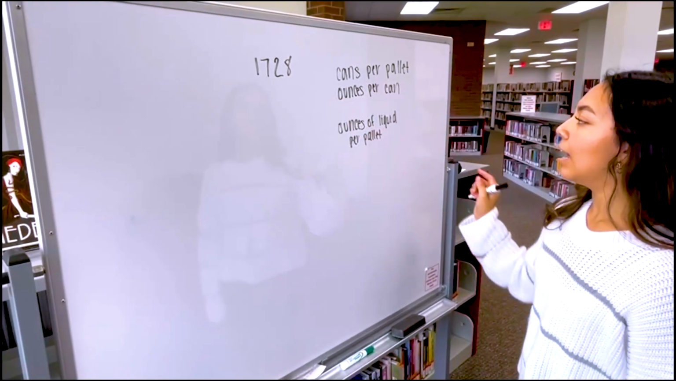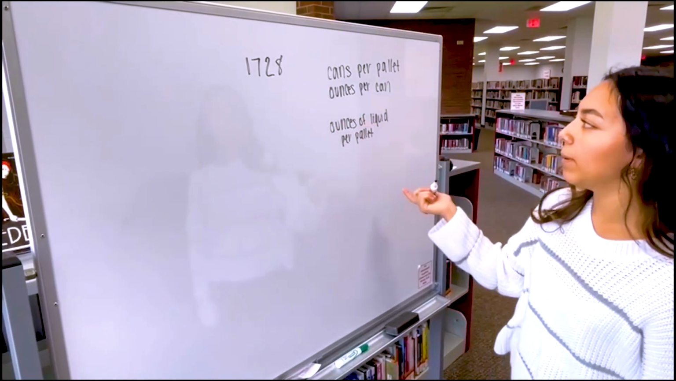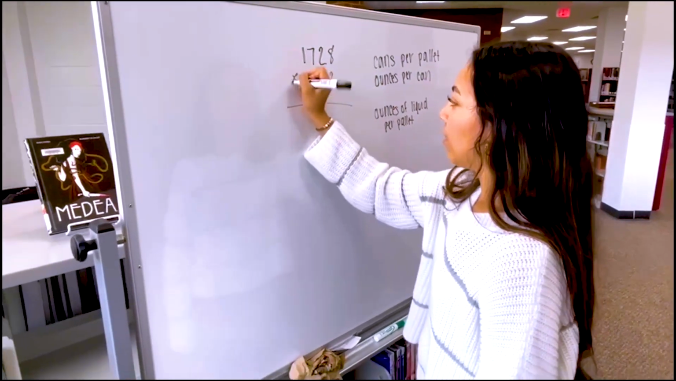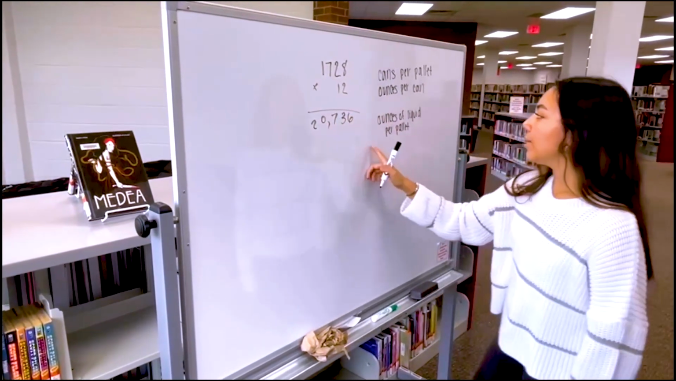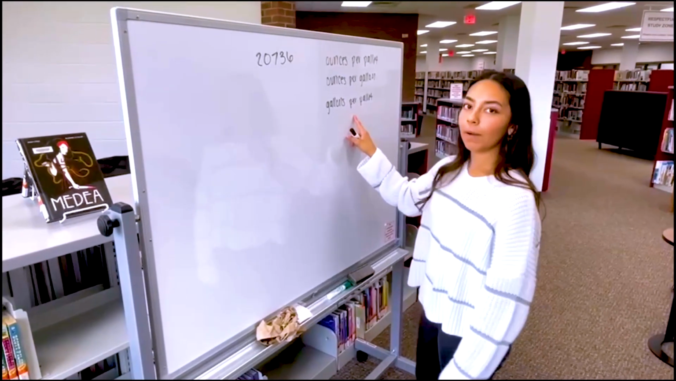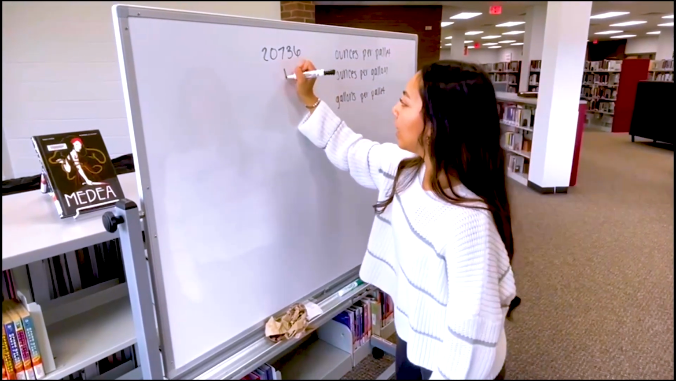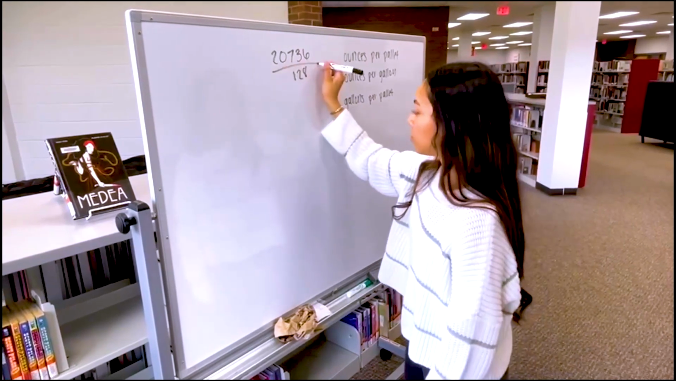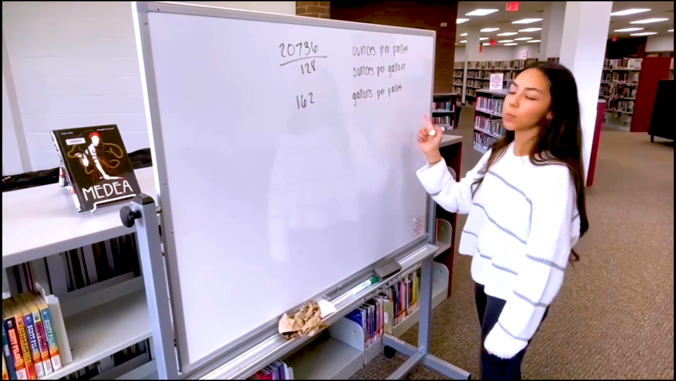Okay, so next we have to figure out how many ounces of liquid there is per pallet, and we already know that there's 1,728 cans per pallet, and there's 12 ounces of Pepsi drink in every can, and when we multiply that, we get the number 20,736, meaning there is that many ounces of liquid per pallet. Okay, so next let's figure out how many gallons there is per pallet, and we already know that there's this many ounces per pallet, and there is 128 ounces per gallon. So when we divide the two, we get the number 162, meaning there's 162 gallons per pallet.